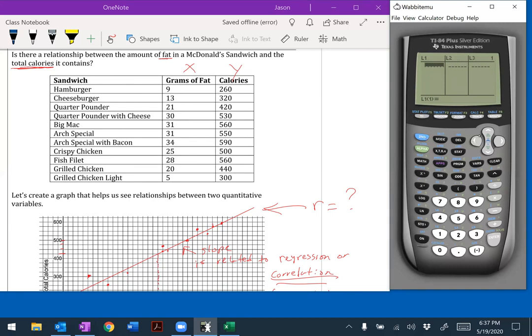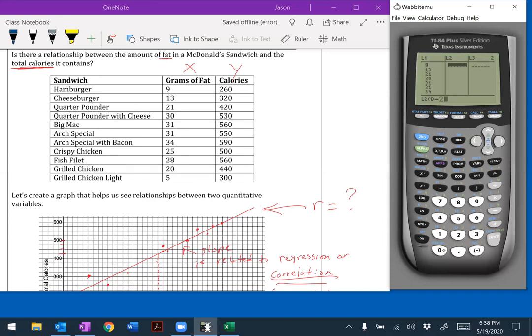I'm going to go to L1 and put in my data. This is going to be the grams of fat: 9, 13, 21, 30, 31, 31, 34, 25, 28, 20, and 5. That's kind of an outlier. We'll leave it there. I'd probably throw it out, but we're good.